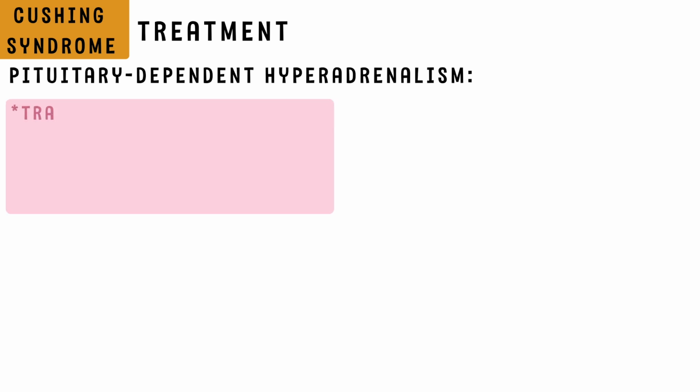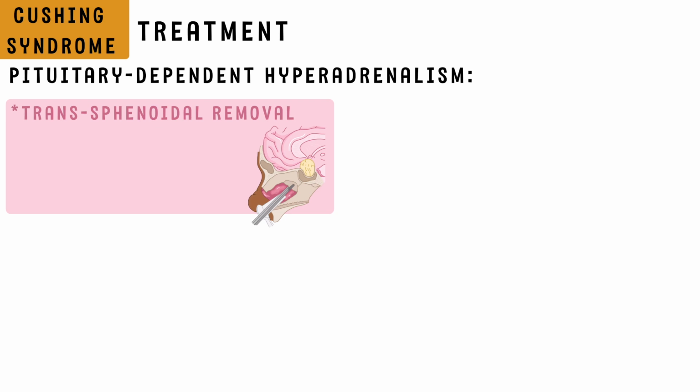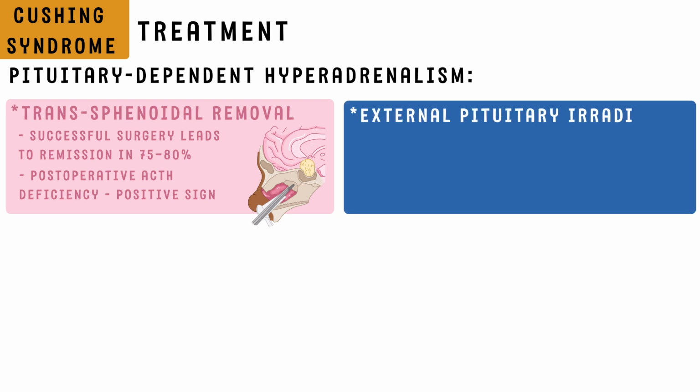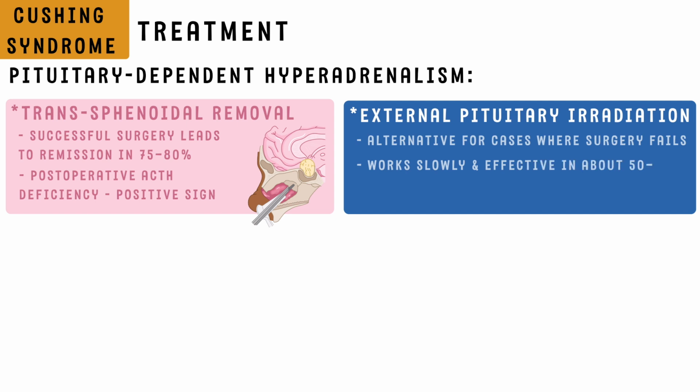The choices for Cushing disease with pituitary-dependent hyperadrenalism include, first of all, transsphenoidal removal of the tumor, which is the preferred treatment. Successful surgery leads to remission in 75 to 80% of cases, though outcomes vary based on the surgeon's experience. Postoperative ACTH deficiency is often a positive prognostic sign. Second is external pituitary irradiation, an alternative for cases where surgery fails. Though it works slowly and is effective in about 50 to 60% of patients, children respond better with an 80% cure rate.